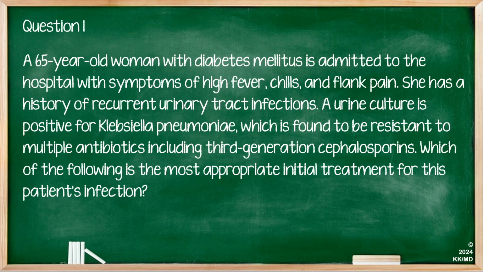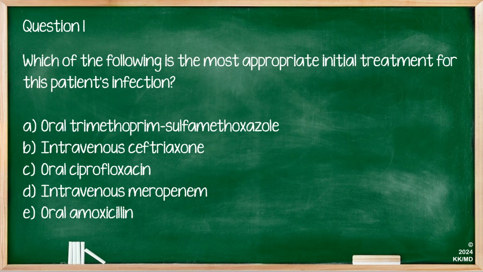Let's do some questions. A 65-year-old woman with diabetes mellitus is admitted to the hospital with symptoms of high fever, chills, and flank pain. She has a history of recurrent urinary tract infections. A urine culture is positive for Klebsiella pneumoniae, which is found to be resistant to multiple antibiotics, including third-generation cephalosporins. Which of the following is the most appropriate initial treatment for this patient's infection? A. Oral trimethoprim-sulfamethoxazole. B. Intravenous ceftriaxone. C. Oral ciprofloxacin. D. Intravenous meropenem. E. Oral amoxicillin.